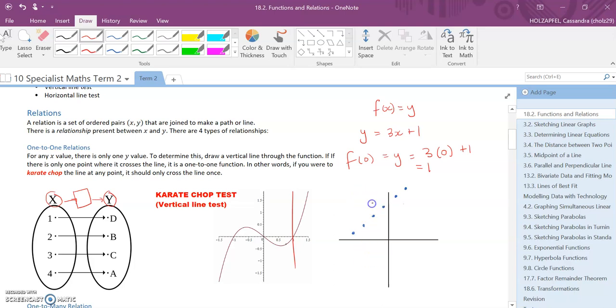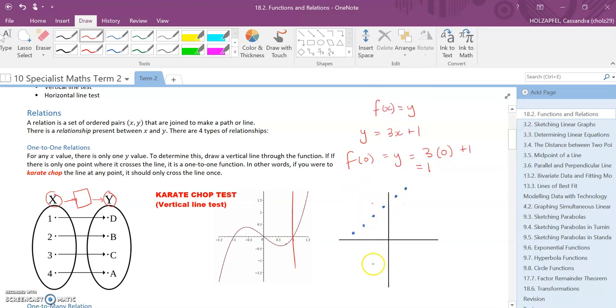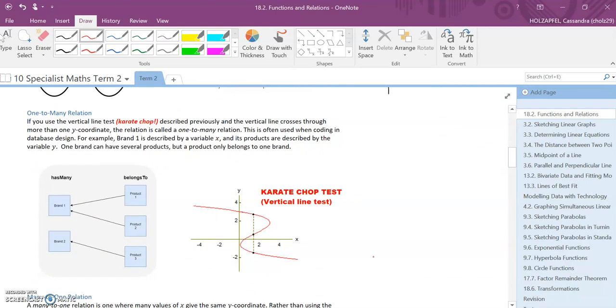If I was to include another point here, and then do my karate chop, you would be able to see that that's no longer a one-to-one relation. So this is what we actually call a one-to-many relationship. If I do my karate chop, I find that there are 3 different values for y that correspond to this one particular x value here. So this is a one-to-many relation because if I do the karate chop test, one value of x has many possible values for y.